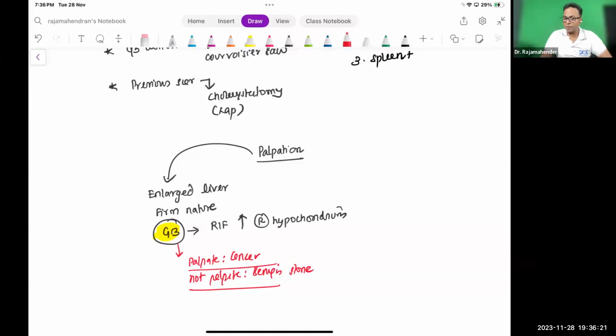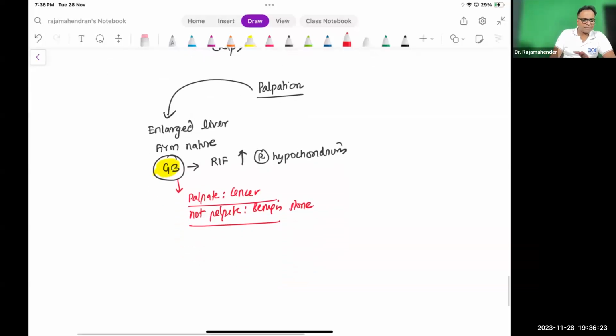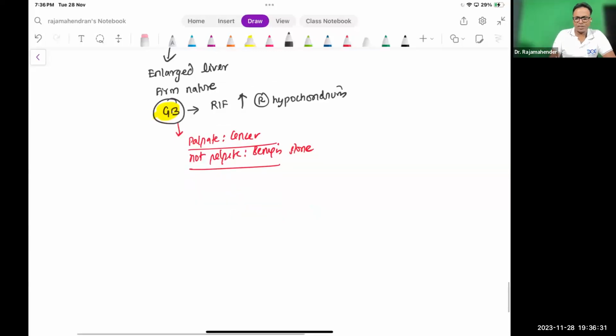So please don't forget to tell about this enlarged gallbladder, because that is the only thing the examiner will be waiting for from this obstructive jaundice case. You have to tell about the enlarged gallbladder. Then percussion, auscultation and all are not so significant. And finally, you have to come to a diagnosis.